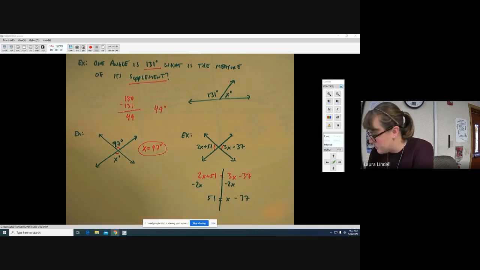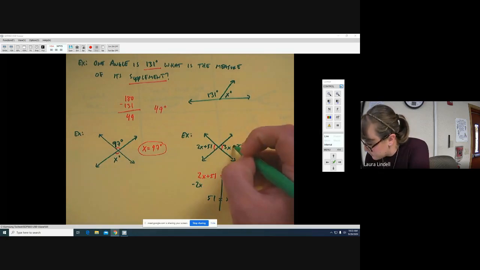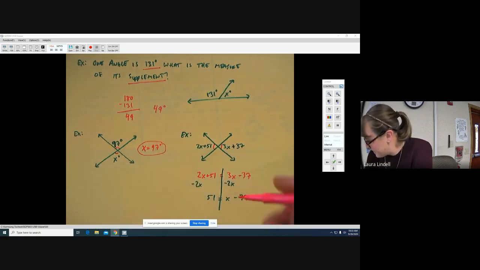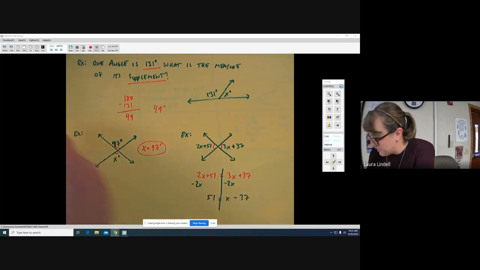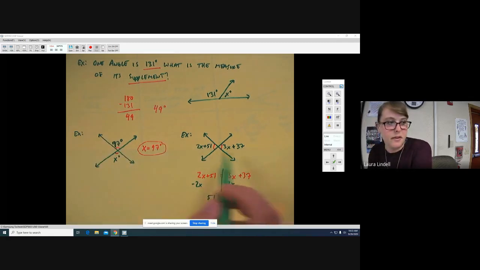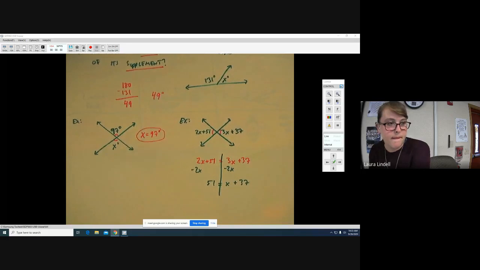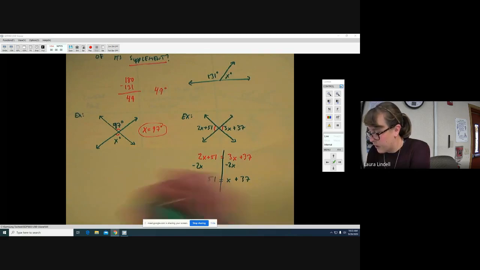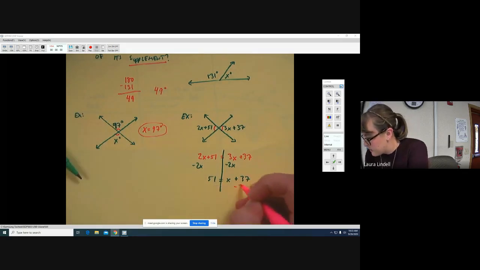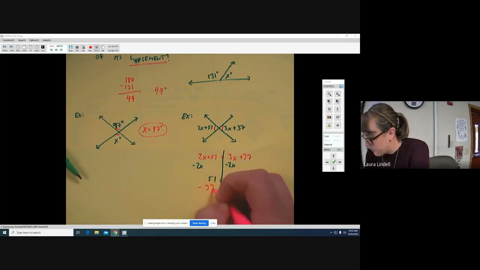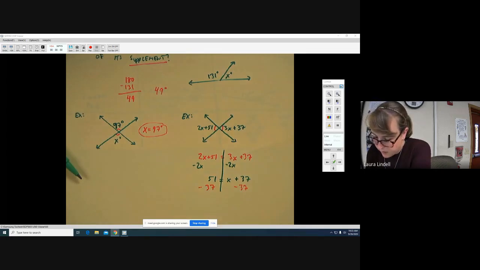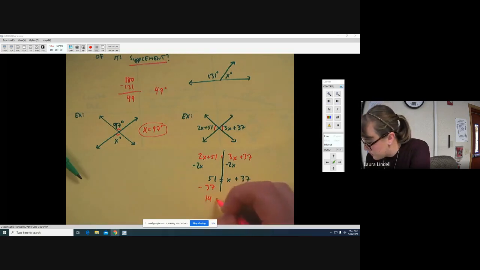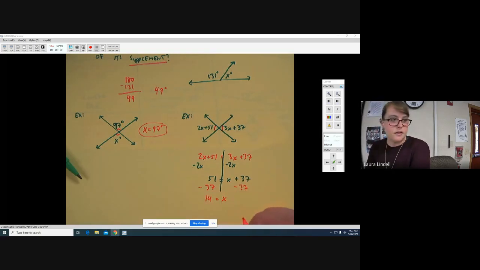Actually, here's what I'll do. We'll just change that into a plus. That'll make it a little bit better. We're going to make this a plus 37. So that's what we would be given in the problem instead. Okay. Then we would go on both sides minus 37, minus 37, 51 minus 37 gives us 14. So x is 14.